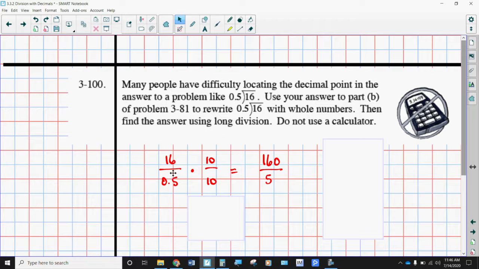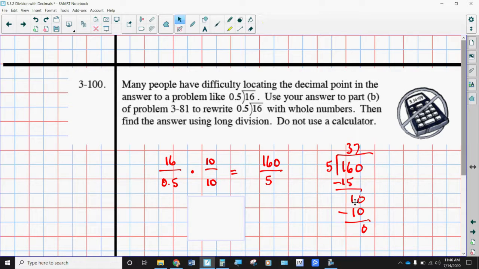We can write that as a fraction, correct? 16 over 0.5. And we don't like having decimal numbers in our fractions, just like we don't like dividing by a decimal number. So if I multiply times 10 over 10, this giant 1, it becomes 160 divided by 5. And now we can divide this problem with very little problem at all because we don't have to worry about where the decimal point goes. We know that the decimal is going to be right here.